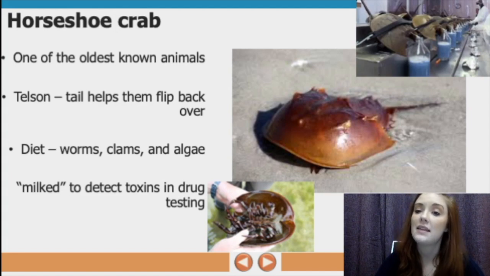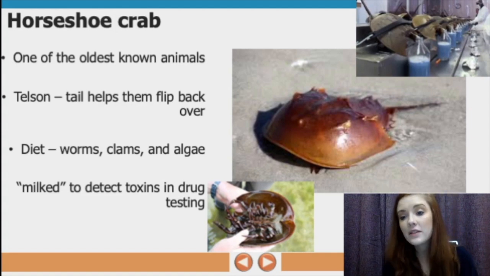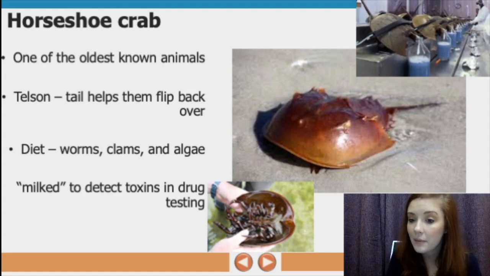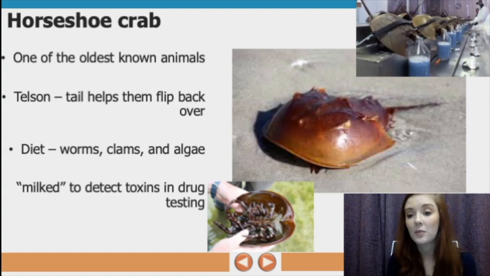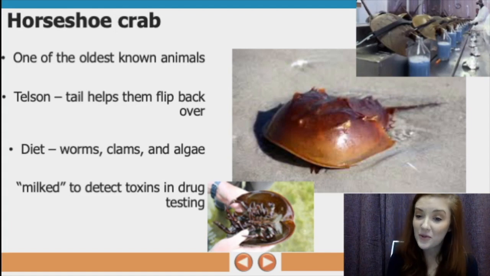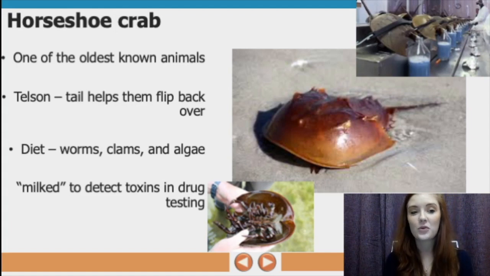You'll notice that in that picture in the right-hand corner that their blood is actually blue. The reason for this is the same reason why octopus's blood is blue, and that is because they have copper that makes their blood blue rather than iron that makes our blood red. So very cool, very alien-like. These horseshoe crabs do a lot of good for humanity.